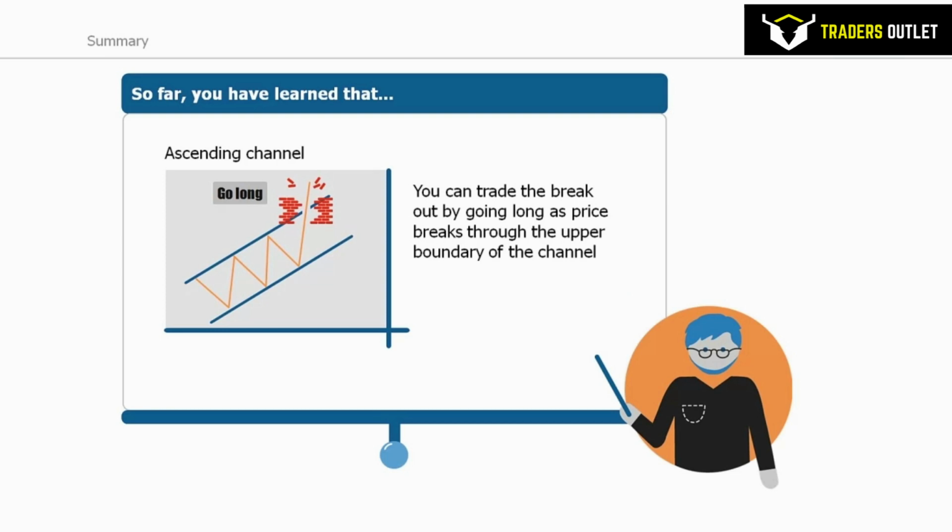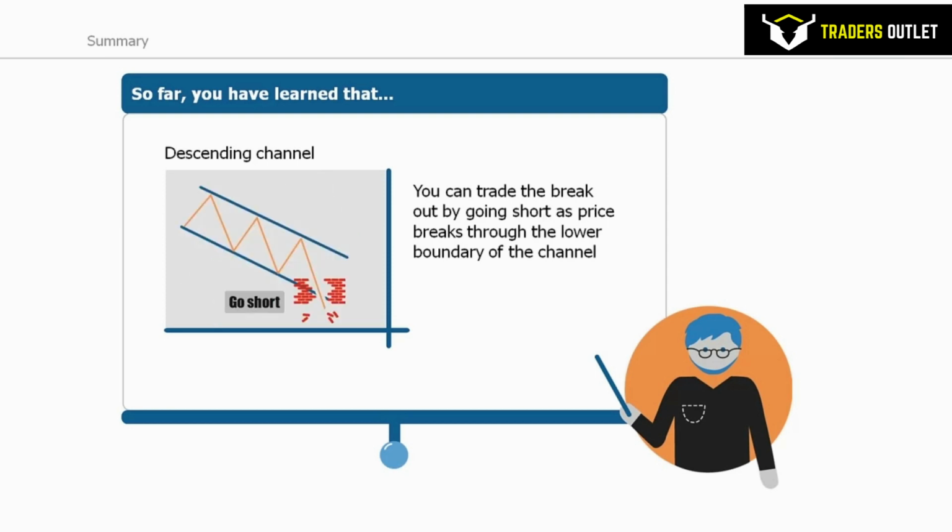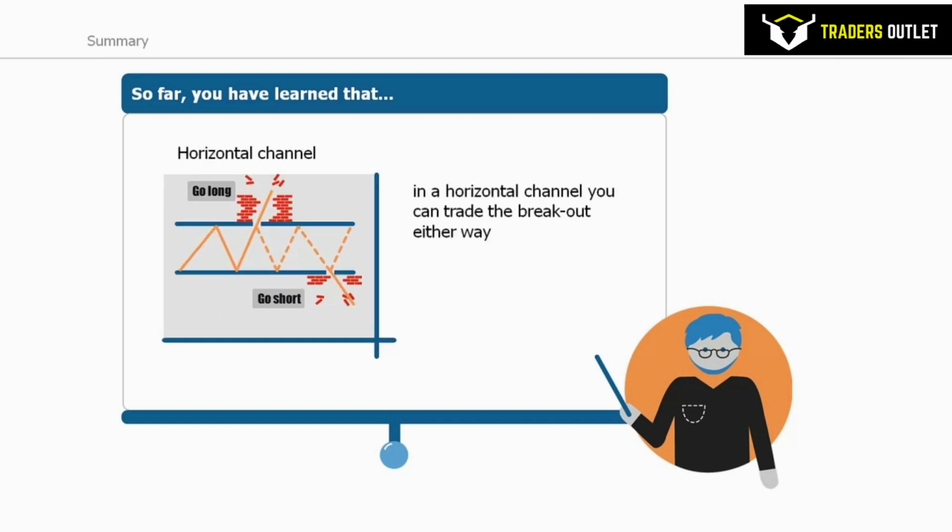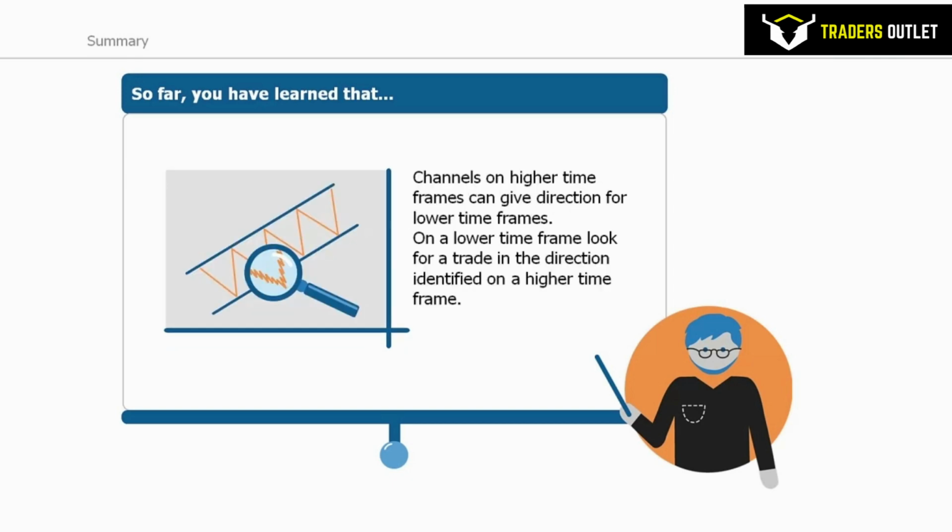Trading the breakout is also best done in the direction of the trend, meaning that in an ascending channel, you go long at the breakout of the top and go short at the breakout of the bottom. And again, in a horizontal channel, you can trade the breakout either way. Furthermore, you learned that channels can also be used in multi-time frame analysis. On the higher time frame, you look for direction. On the lower time frame, you look for an exact entry.